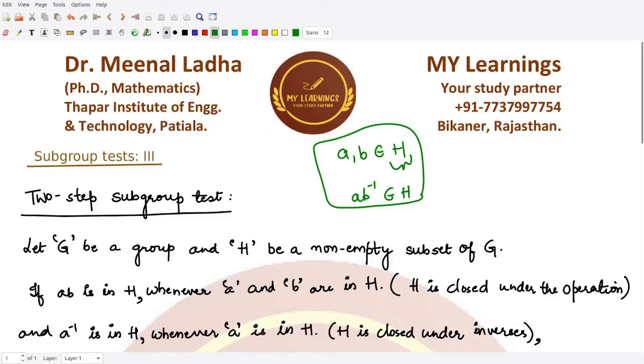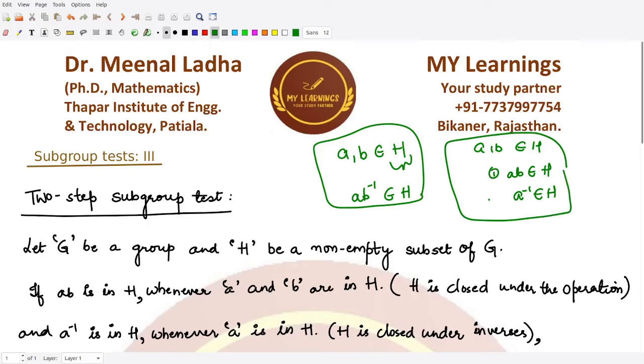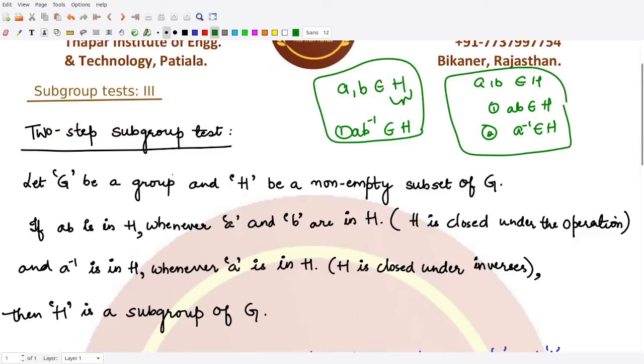Now in this two-step subgroup test, we are saying that for any two elements A and B belonging to H, AB should also be there in H. That means the closure property should hold, and A inverse should also be there in H. If these two properties hold, then we say H is a subgroup of the given group G. Here we have only one step, there we have two steps, so that is why these names are given.